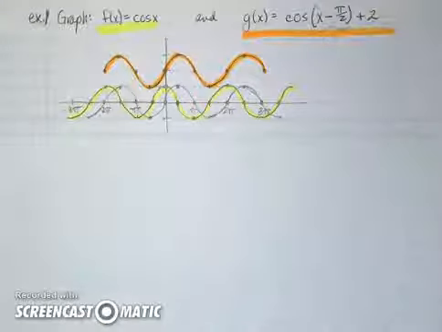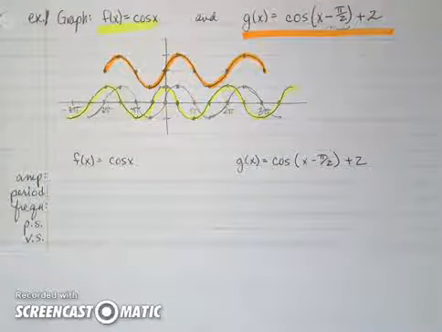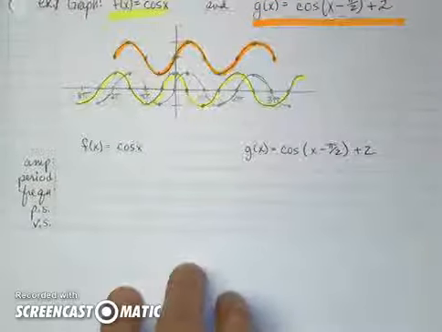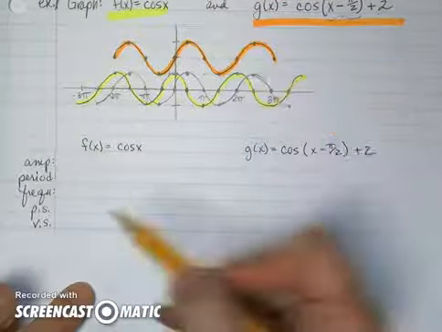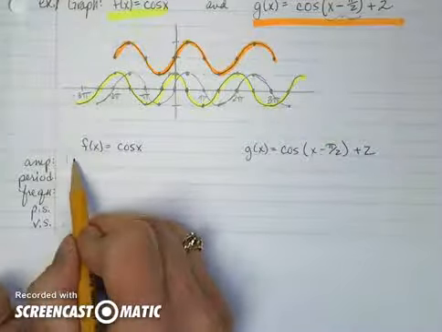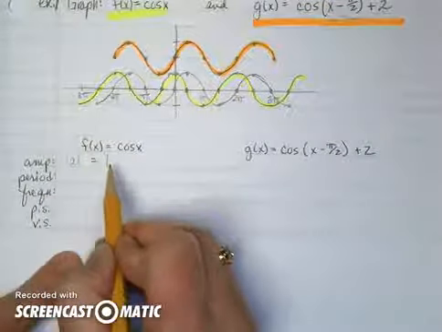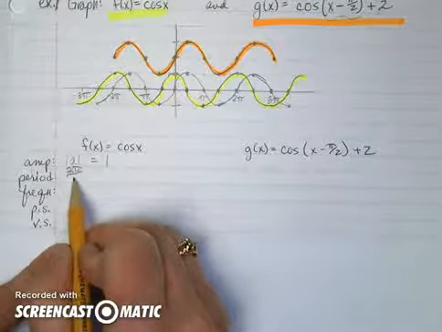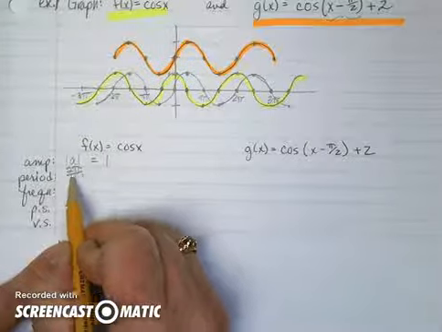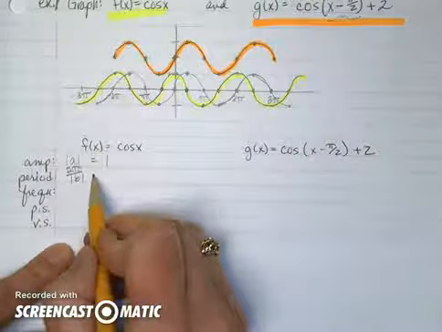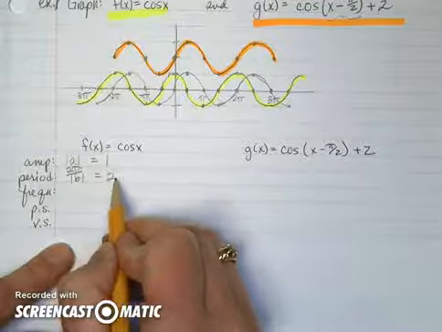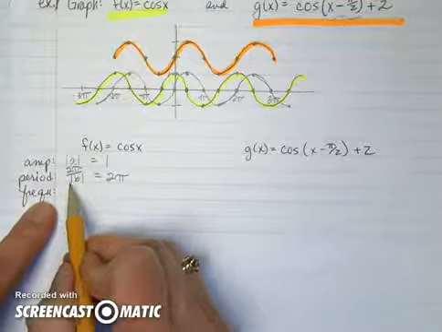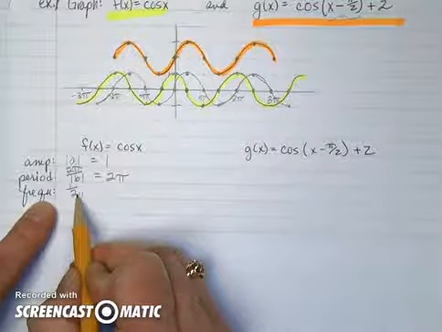Now let's analyze it a little bit. Let's talk about some of the specifics of each function. The f function has an amplitude of 1. That's my absolute value of a, and it's just 1. The period is still just 2 pi. Our formula was 2 pi over b. You remember that? Here it's a parent function, we don't have a b, so it is just 2 pi, or b is 1 for that matter. It's right there in front of the x. My frequency is going to be 1 over 2 pi. Remember, it's 1 over the period.